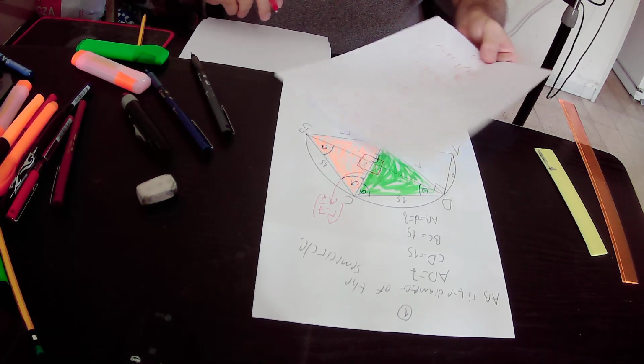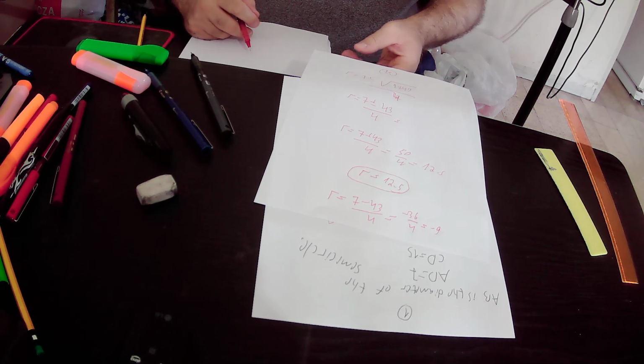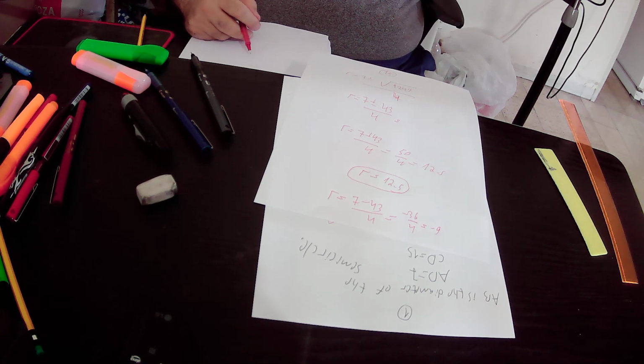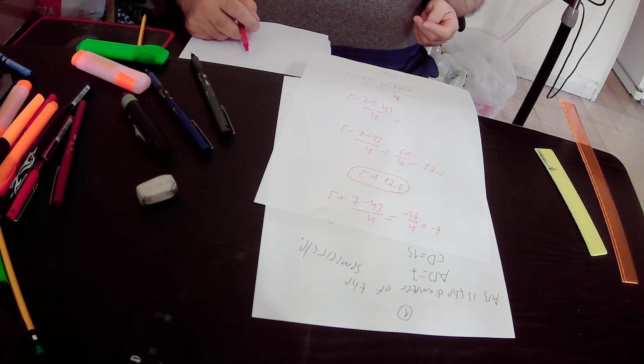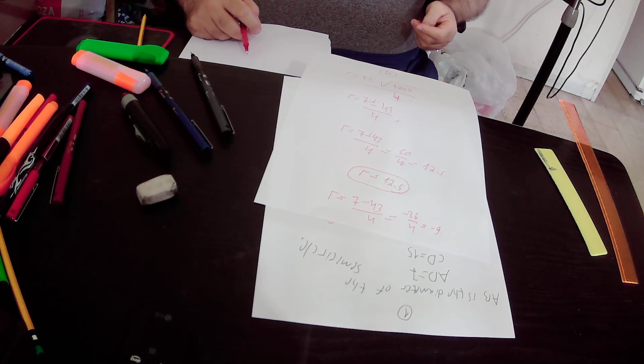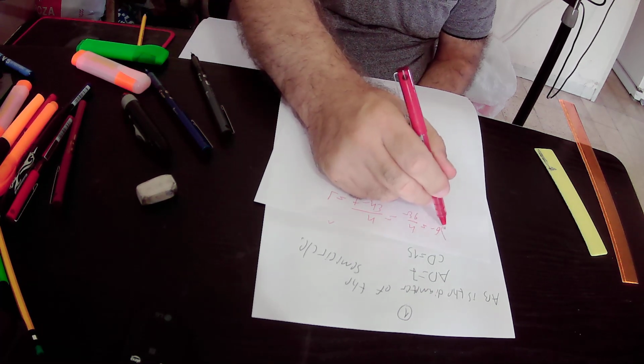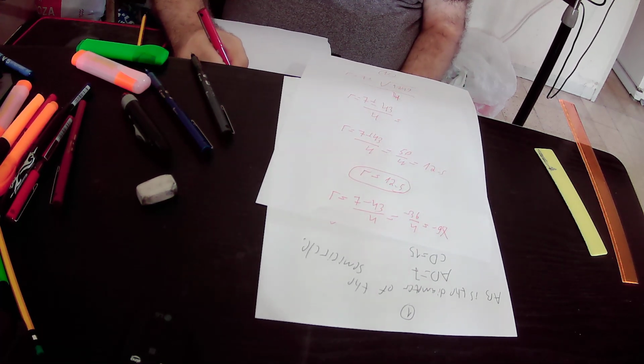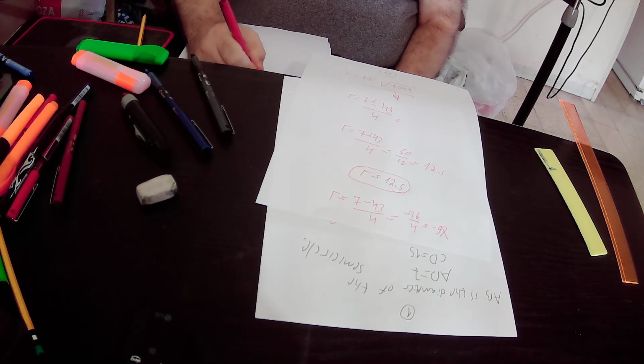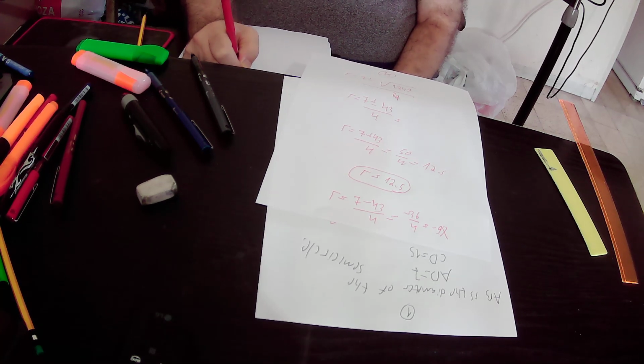So we got that the radius of the semicircle equals to minus 9, but it is impossible that the radius of the circle will be equal to a negative number. The radius of the circle must always be a positive number. Therefore, this option is not correct. So we'll cancel this possibility and we're left only with the possibility that the radius of the semicircle equals to 12.5 units.